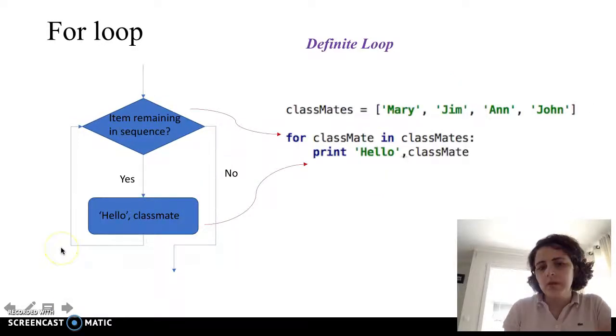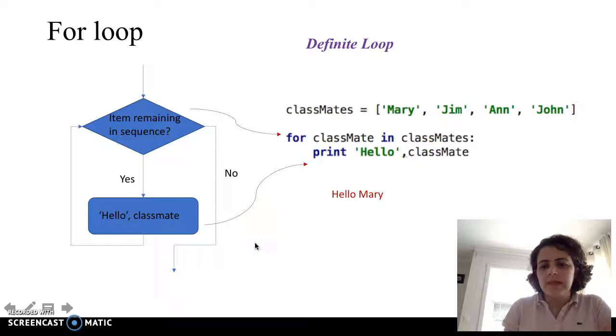Let's see an example. We have a sequence of names of the classmates, and for each of them we want to say hello. So in our for loop, we have the iteration variable classmate in the sequence of the names of the classmates, and for each name we are printing hello followed by the name of the classmate. So at each step we are checking if there is any item remaining in the sequence. If so, executing this statement. If not, the loop is finished.